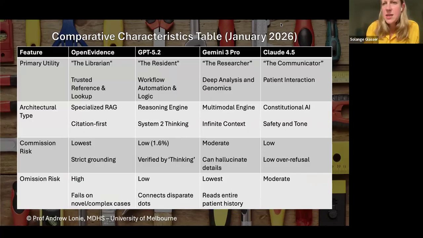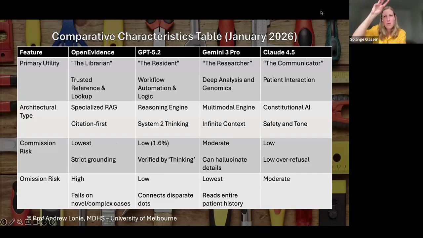So I find these next two slides super, super helpful in terms of thinking about the tools that I can use and when I can use them or when I should use them. Some of the things to consider. So again, this is thanks to my colleague, Professor Andrew Loney. The first one that he did, in January of this year, he made this really handy comparative characteristics table. And I love the way that he's given each of these models a bit of a name that we can put to them.